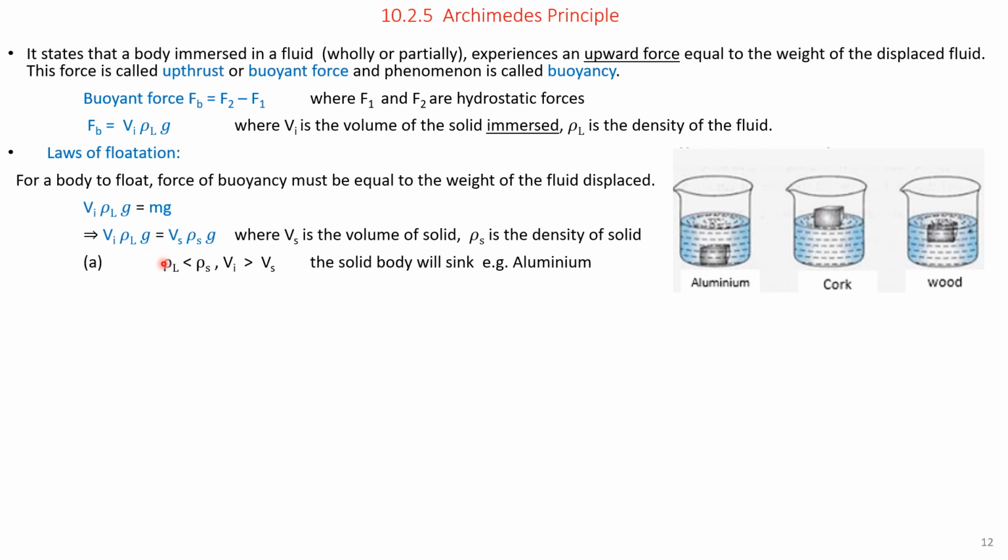Three cases arise. Here rho L, the density of the liquid, is less than the density of the solid. So in this case, if the density of liquid is less than the density of solid, then the volume of the immersed fluid will be greater than the volume of the solid. That is, in case 1, in the case of aluminium, the solid body will sink, as shown in the first figure.